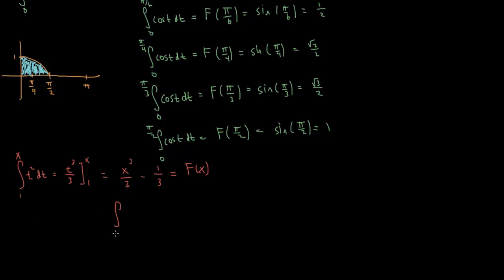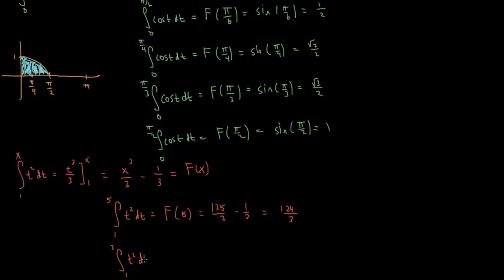So if I want to look at the definite integral from 1 to 5 of t squared dt, all I have to do is evaluate capital F of 5, which is 125 over 3 minus 1 over 3 equals 124 over 3. Does that reduce at all? Maybe. Nope, doesn't reduce.